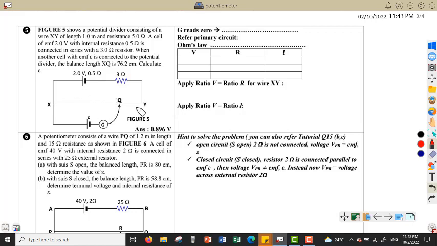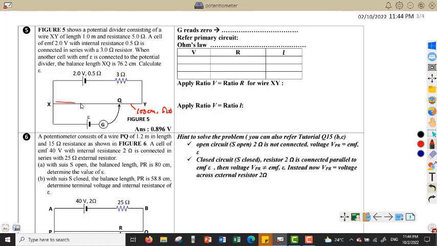So for this potentiometer, the wire XY of length 1 meter and resistance 5 ohm, so 100 cm, 1 meter, the resistance is 5 ohm, is connected in series to the 3 ohm resistor and also a driver cell of 2 volt, whereby this driver cell has an internal resistance of 0.5 ohm. So when another cell of EMF E is connected to the potential divider here, the balance length XQ is 76.2 cm.